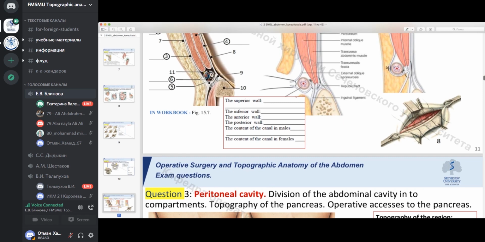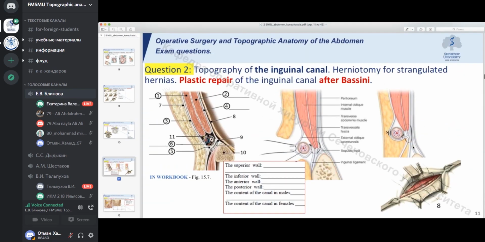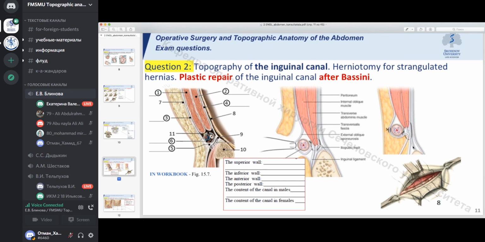Here you can see the five interrupted sutures. After that, you should stitch the medial flap to the base of the lateral flap, and after that, put the lateral flap above the medial flap. And stitch the skin and subcutaneous tissue. Like this, do you understand?